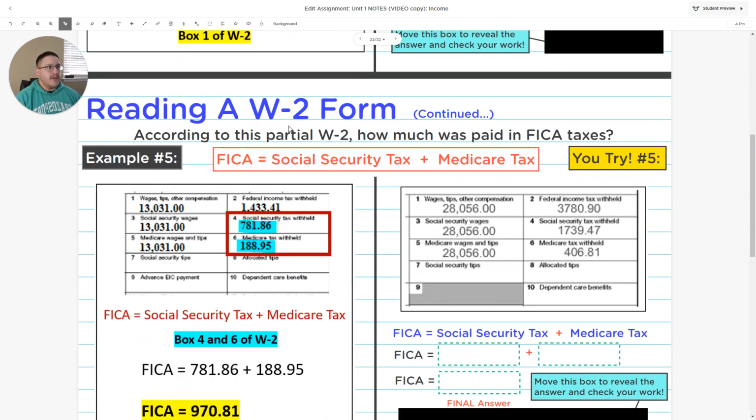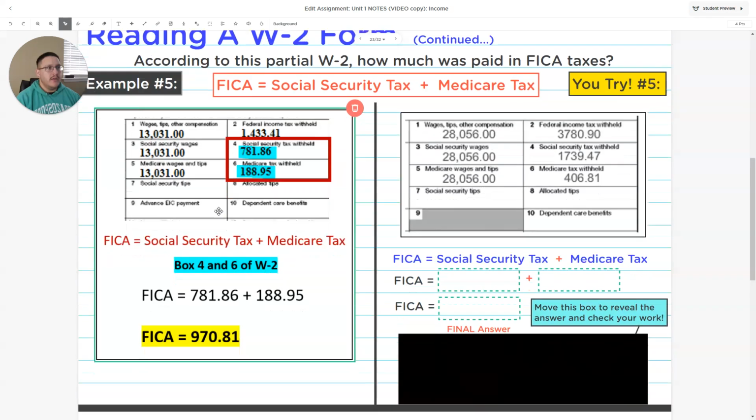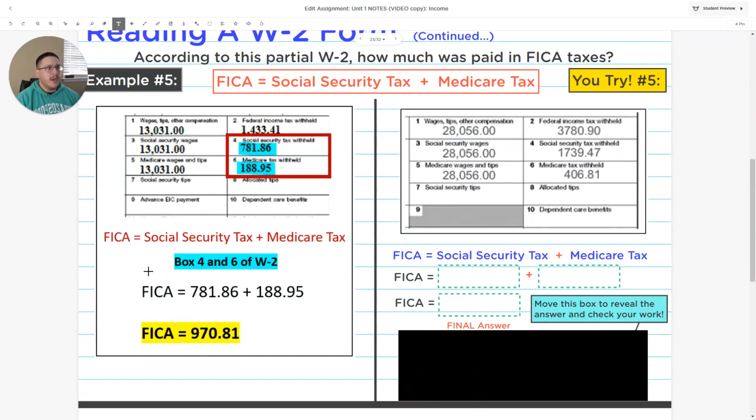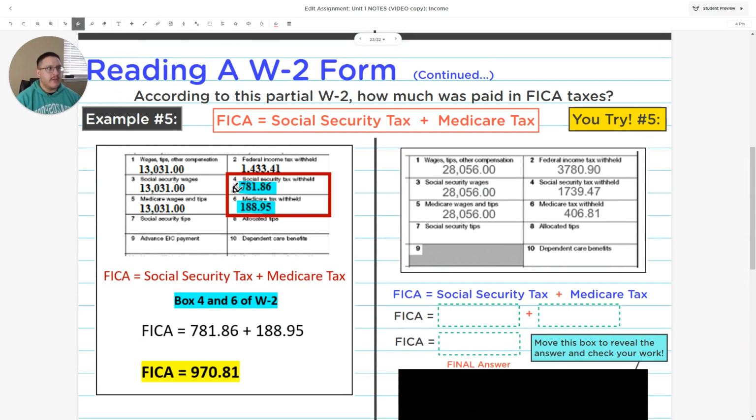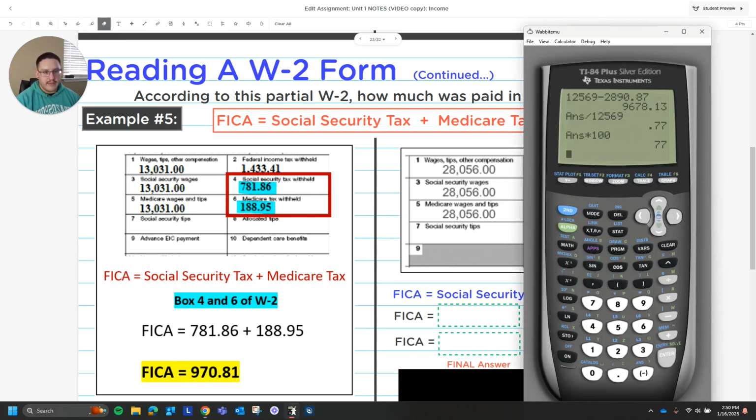All right, continuing on reading the W-2 form. Now we're going to look for the FICA tax, which is Social Security and Medicare combined. So in this example, example 5, what is their FICA tax? Well, FICA is Social Security, which in this case is box 4, and Medicare, which in this case is box 6, combined. So we're going to add these 2 boxes right here to get our total FICA tax.